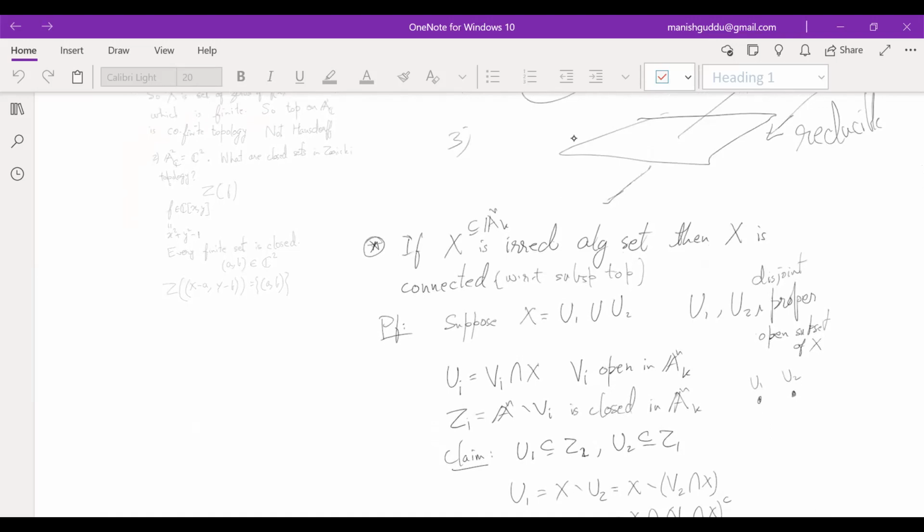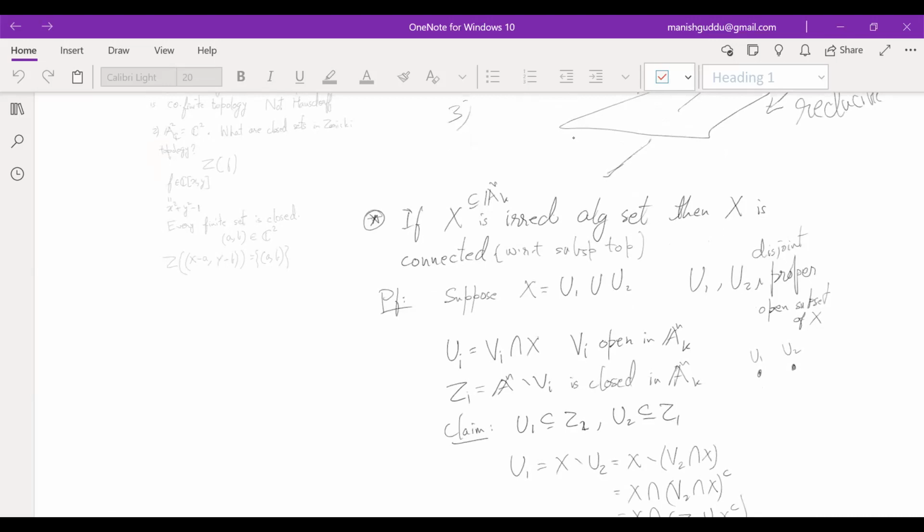I think this argument will go through even for a non-algebraically closed field, as long as you are looking at connectedness with respect to the Zariski topology. So let's prove that an irreducible algebraic set is connected. We'll argue by contradiction. Suppose X is disconnected; then we will show that it is reducible. Suppose you can write X as U1 union U2, where U1 and U2 are disjoint proper open subsets of X. But X is given the subspace topology, so you can write Ui as Vi intersection X.